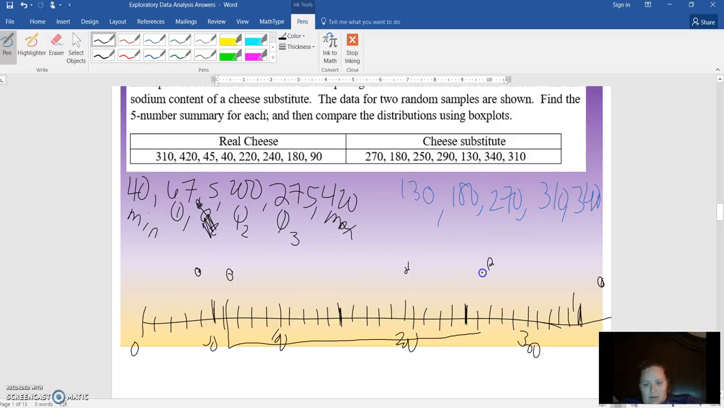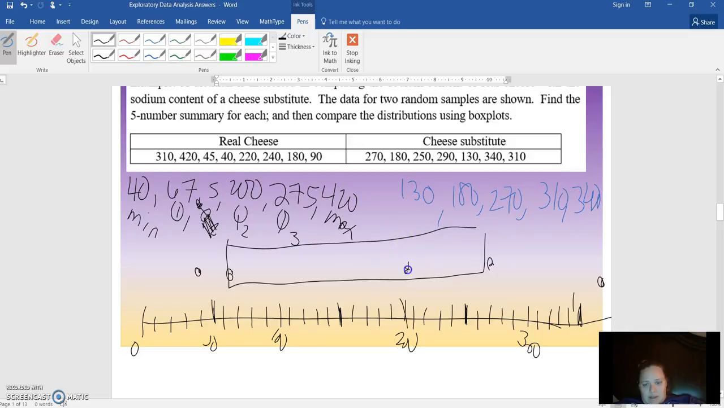Then we draw a box over these guys, a line through the median, Q2, and then whiskers out here. You're going to be able to tell that's an outlier because it just goes way far out. 420. Oh, isn't that weird? Oh, okay, that's right.